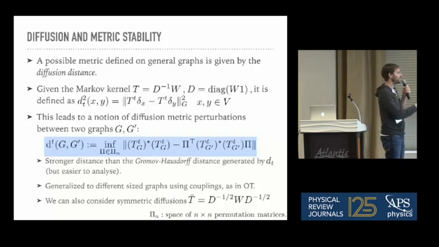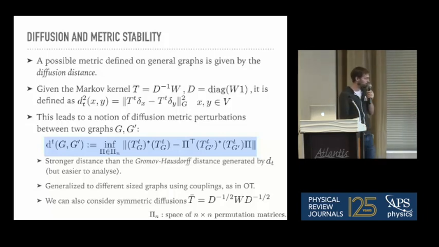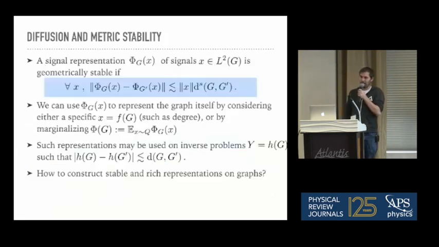It's a stronger distance, and to some extent a bit more boring, because the Gromov-Hausdorff distance is harder to work with, since it's not just the distance between operators, it's something a bit more complicated. So that's the distance between graphs. And now when we have this notion of deformation, we can ask the same question as before: we would like to find a representation of signals defined on a graph that is uniformly stable.